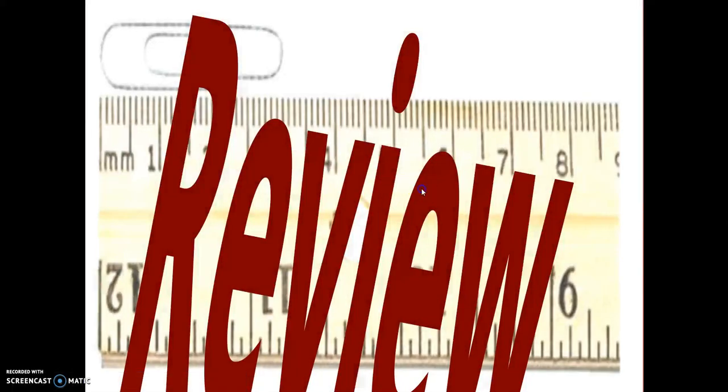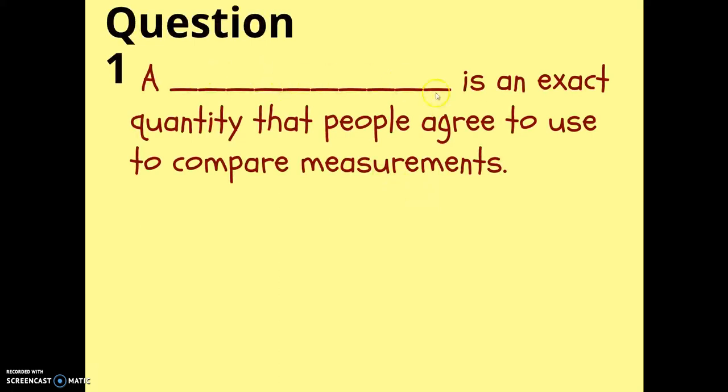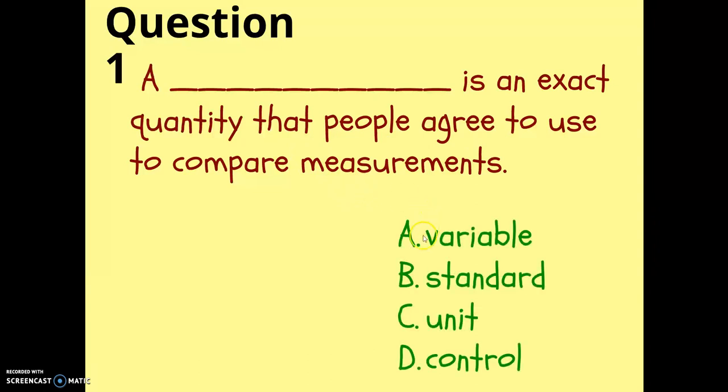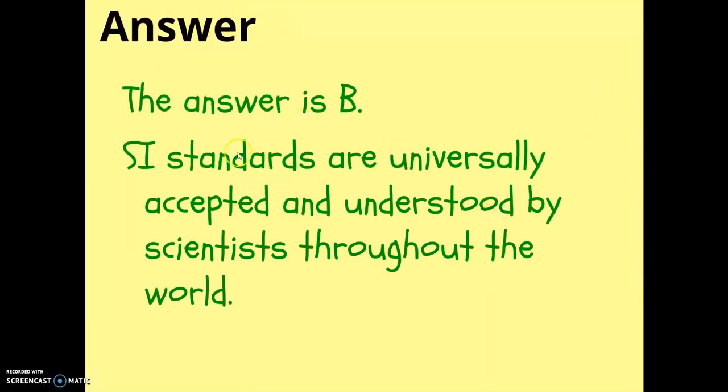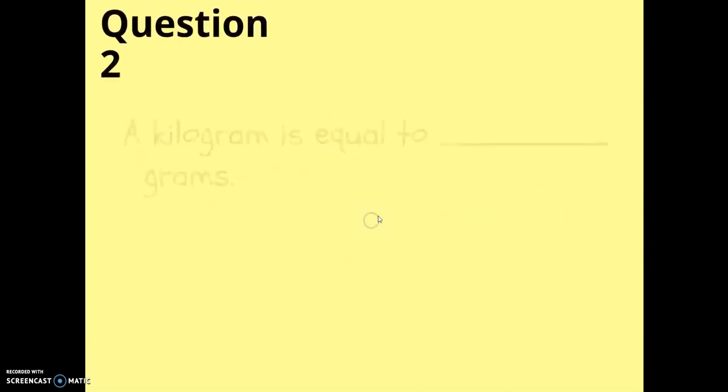So let's review. Question 1. A blank is an exact quantity that people agree to compare measurements. What do you think that would be? Variable, standard, unit, or control? It's going to be standard. SI standards are universally accepted by scientists around the world and understood by scientists throughout the world. You read it. Question 2.